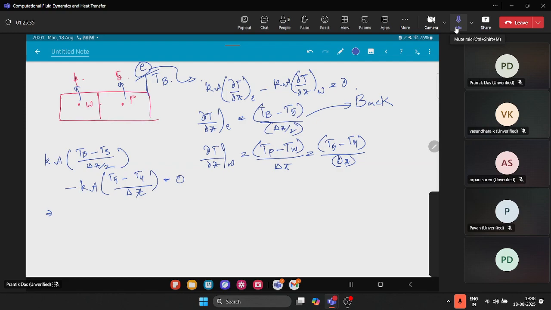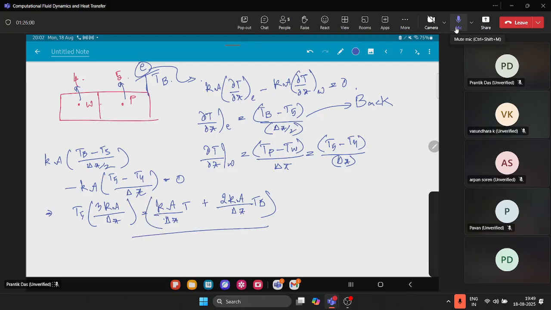So this actually becomes 3Ka by delta x T5, equal to Ka by delta x T4 plus 2Ka by delta x Tb. I'm considering K and A to be the same over the whole domain. Okay, is it clear to all of you? Do you have any doubt until now?